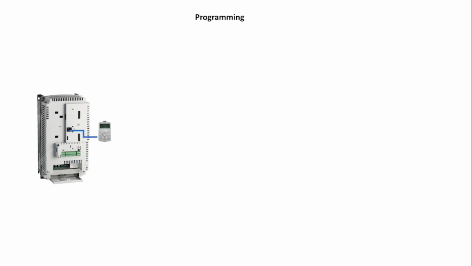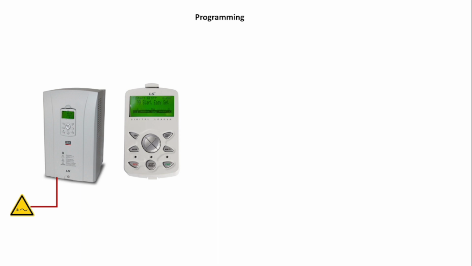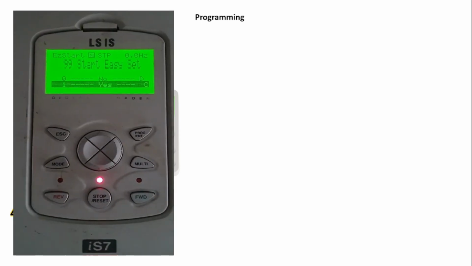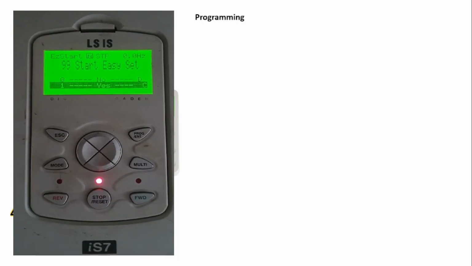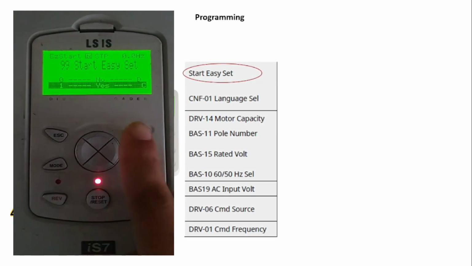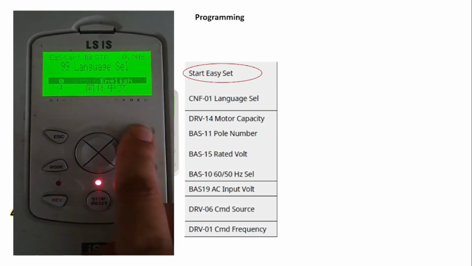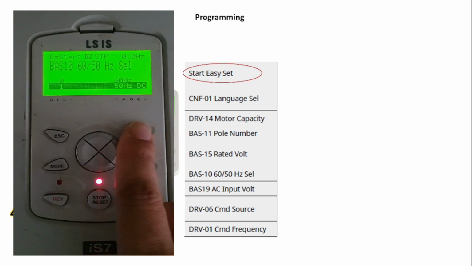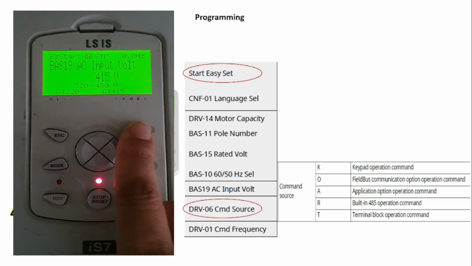After connecting the graphic loader to the inverter, when we turn on the inverter power, the keypad displays Start Easy Set. It's a default inverter programming mode which appears when we turn on the inverter for the first time or when the inverter is turned on after parameter initialization. In this mode, basic parameters are required to be set, like the language, motor capacity, poles, rated voltage, frequency, and input voltage, which are mentioned on the motor nameplate.